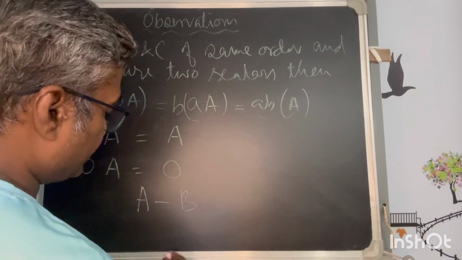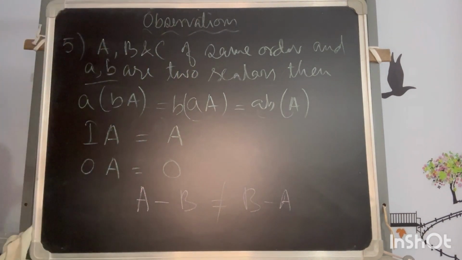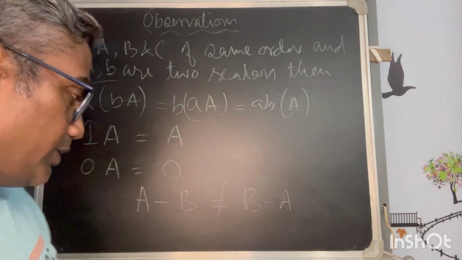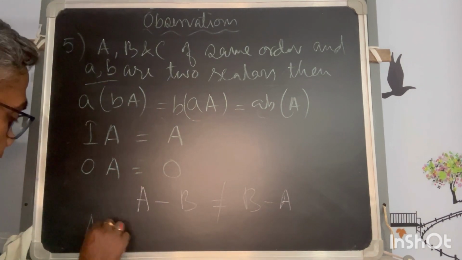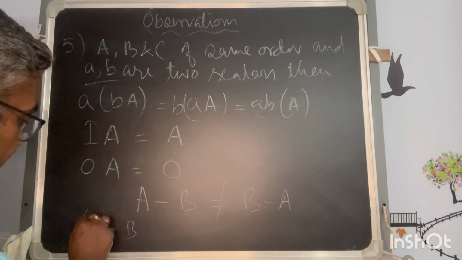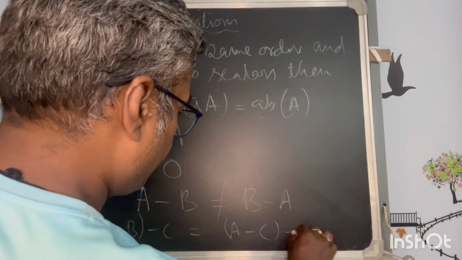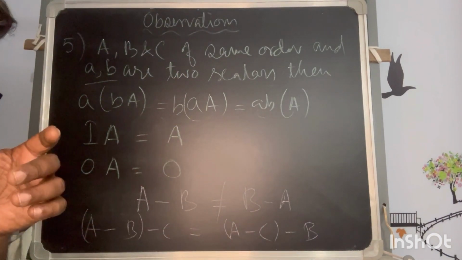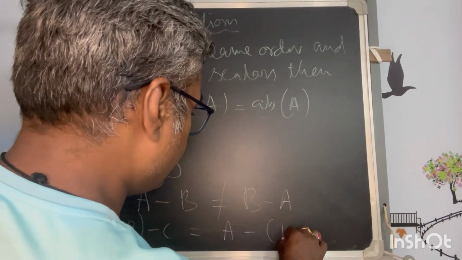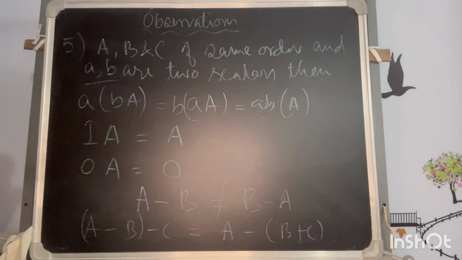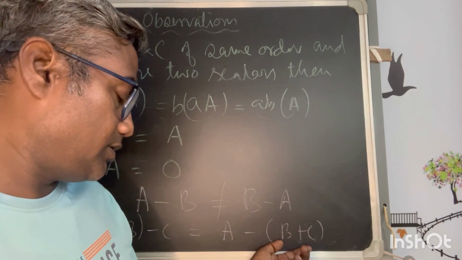So that means if I say a minus b, it cannot be equal to b minus a. So subtraction is not commutative. Is it associative? If I say a minus b minus c, in this case it's okay. This can be done, or this can be done, but if I say a minus of b plus c, this also is possible.